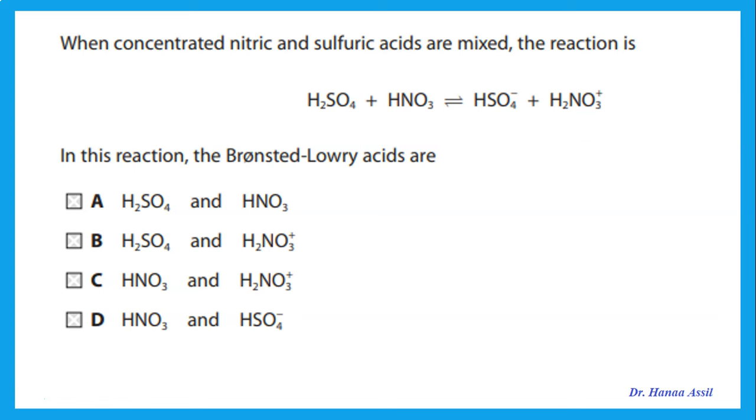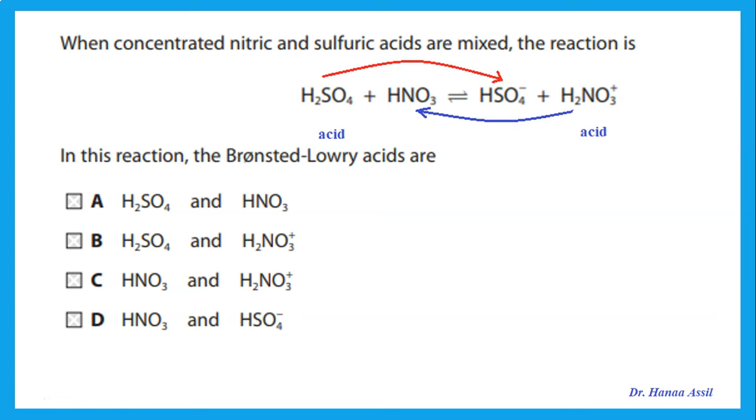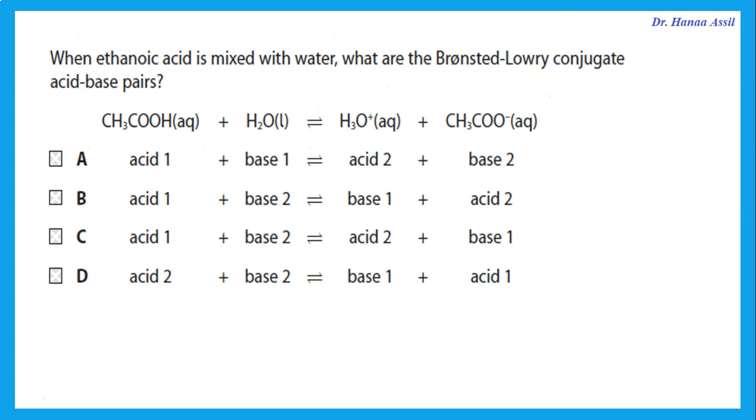So in a question like this, when concentrated nitric acid and sulfuric acids are mixed, the Bronsted-Lowry acids are which of these? So which of these are acids? The acid going forward is the one that gave up the H+, and the acid going backward is again the one that gave up the H+. So these are the two acids in this reversible equation.